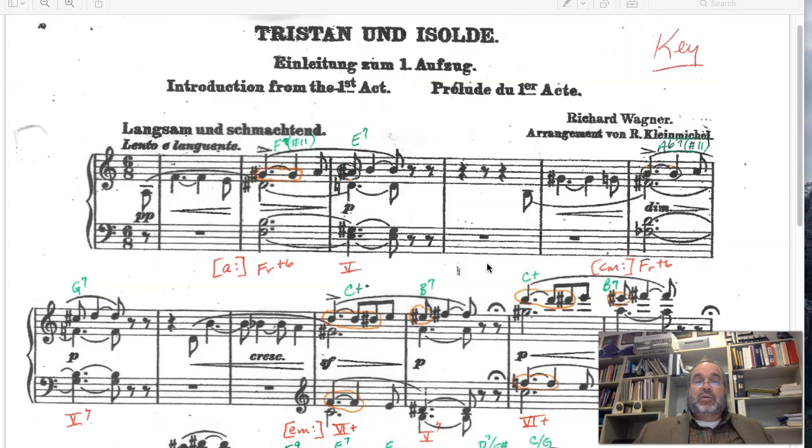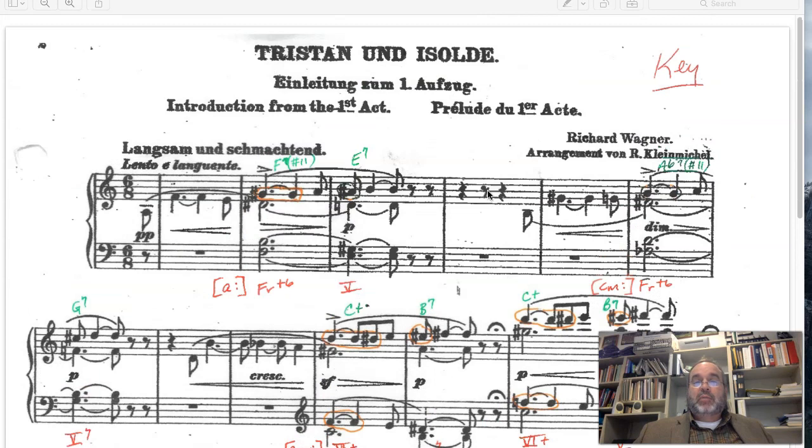So this is the Tristan Prelude and some of the ways that we can look at it as a representative of late Romanticism. And some composers would look at it as the end of Romanticism and the culmination of the harmonic practices of the 19th century.